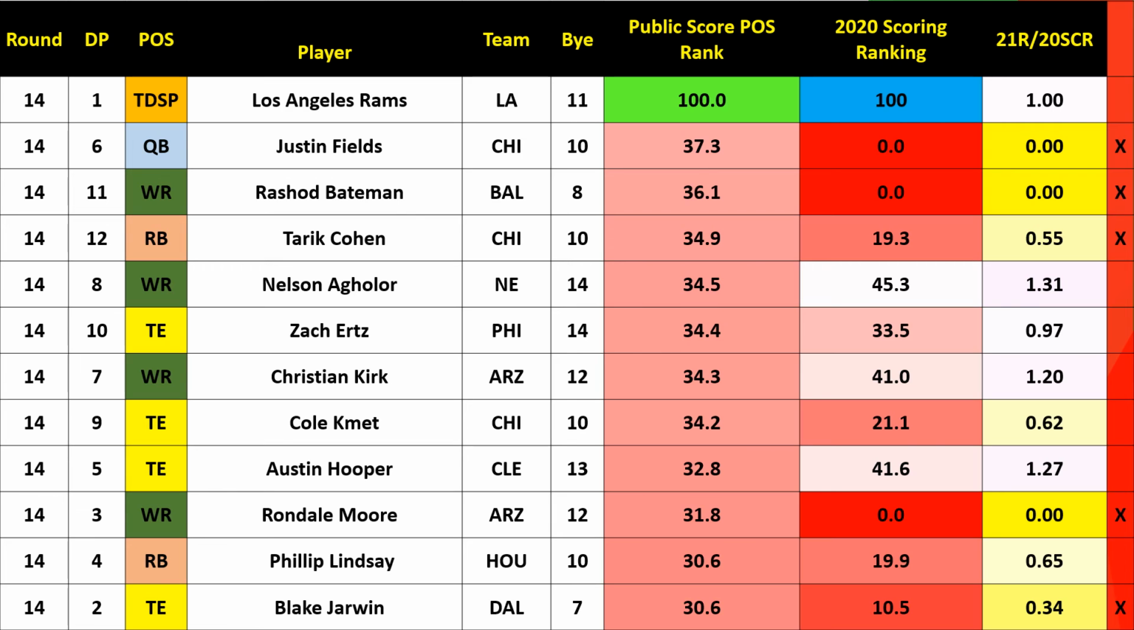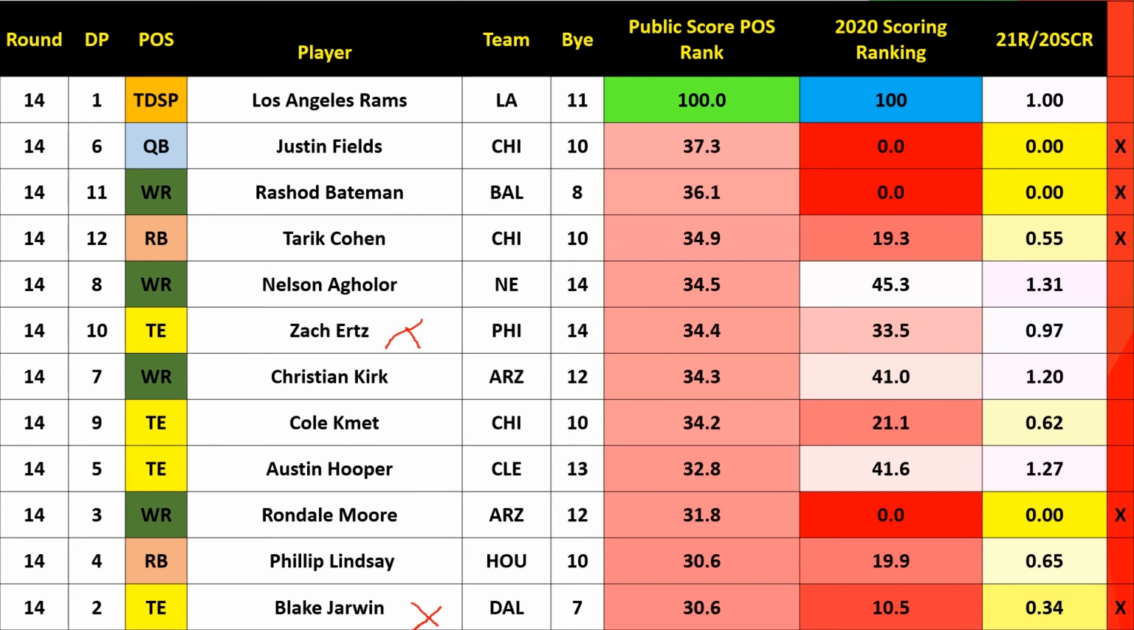Cohen could surprise. I'm probably taking Lindsey in the 14th round. Blake Jarwin all day long here. Maybe Ertz. You might get three tight ends. I would collect one of those as my tight end 3s. Kimmett may be okay. Hooper may be okay, if a tight end 3.